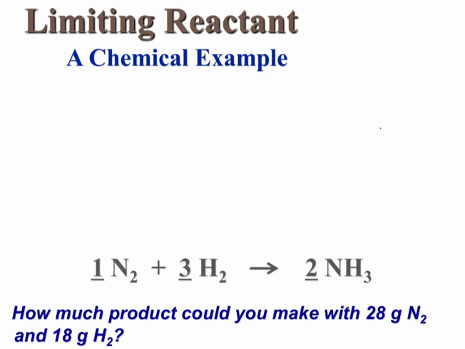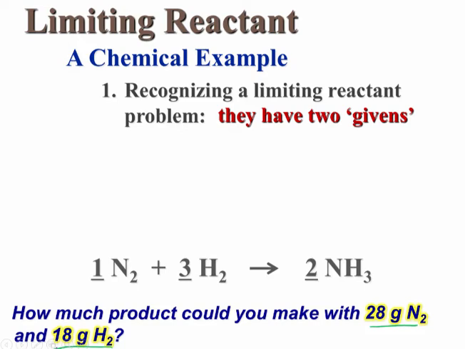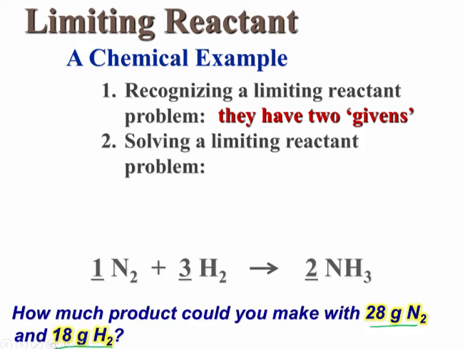This question says, how much product could you make with 28 grams of nitrogen and 18 grams of hydrogen? The first question is, how do we even know this is a limiting reactant problem? How is this problem different from other stoichiometry problems? Notice this problem has 2 givens. The second question is, how do we approach this problem? How do we solve a problem with 2 givens?